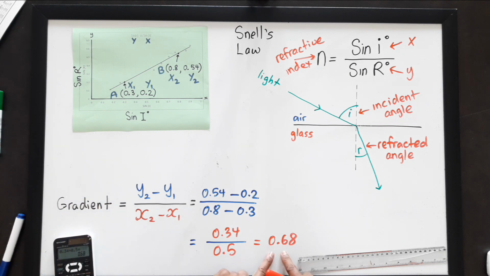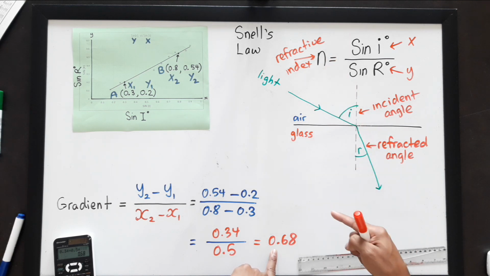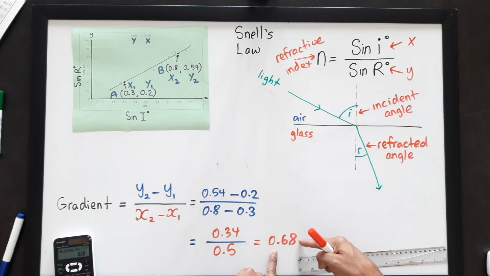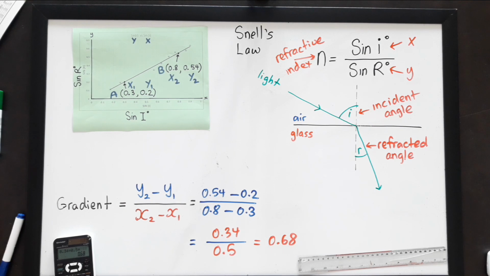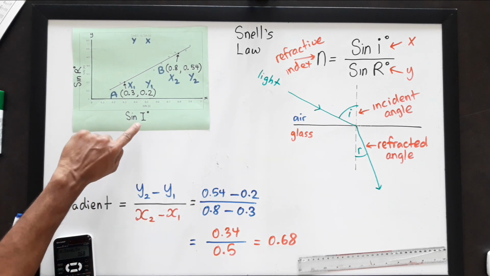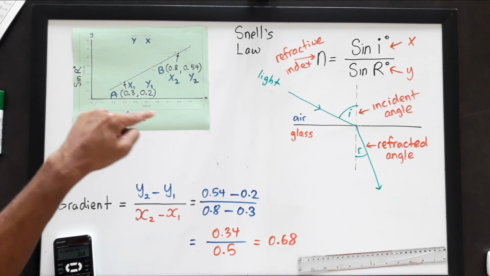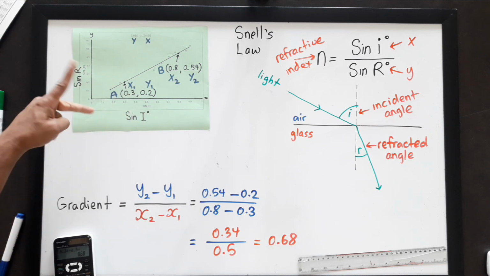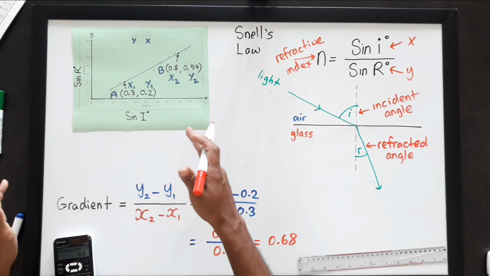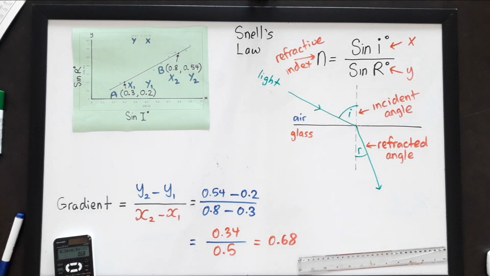So this value, the gradient we just calculated, does not match up to the formula. In fact, to calculate the refractive index, we needed to do the opposite, which means this 0.68, we need to flip it in order to get the refractive index. Alright? If I had put sine I on the y and sine R on the x, like they traded places, then if I calculated the gradient, that would be the refractive index and there would be no need to flip it. So to calculate the refractive index, I need to flip it.